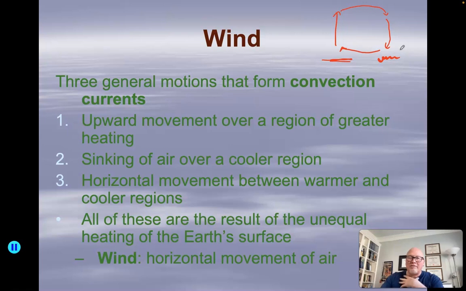So all of those types of wind result from unequal heating at the Earth's surface. And wind is actually horizontal movement of air. So wind is a horizontal movement of air that happens as a result of uneven heating. So there's your definition of wind. You might want to make sure to write that down. That could be something that comes back. That wind is the horizontal movement of air that results from unequal heating.